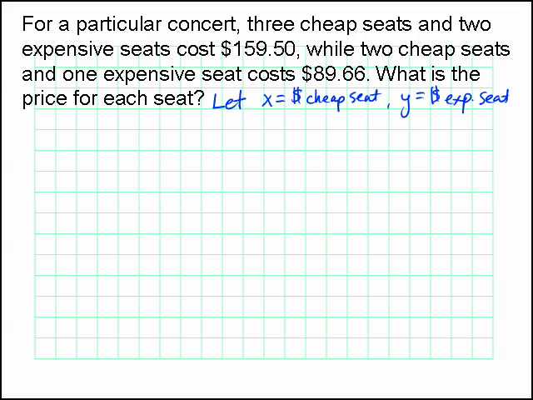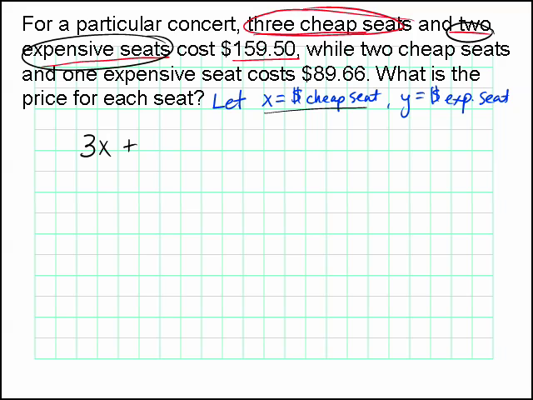In the first sentence, we have that 3 cheap seats and 2 expensive seats cost a total of $159.50. Now, 3 cheap seats would cost, since I got 3 of them, 3 times x, because the x is the price of 1 cheap seat, so 3 of them would cost 3 times x, whatever that amount is. Plus, we've got 2 expensive seats, and so that would cost a total of 2y dollars. And you put that all together, and that's the total cost, $159.50.